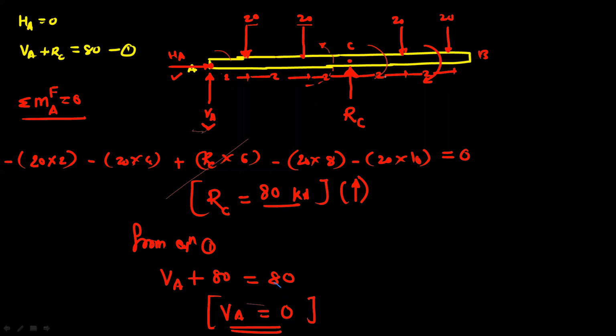If you slightly change the distance, so instead of 2, if you take 1 as the distance, then you will get some reaction at point A, that is Va.